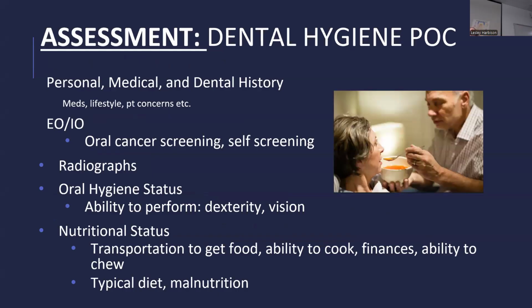Okay, so assessments, dental hygiene process of care. This is all just running through the stuff that you know you need to do, that you have to critically think through. So you're going to think about their personal medical and dental history. What kind of medications are they taking? What's their lifestyle like? Where are they living? Who's living with them? What are their activities? And then what are the patient's concerns? And then other things that come up in that section when you're first meeting with your patient.